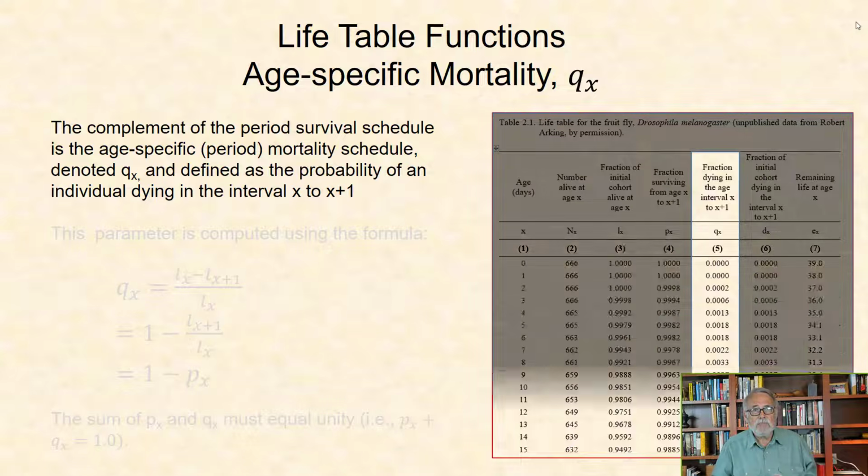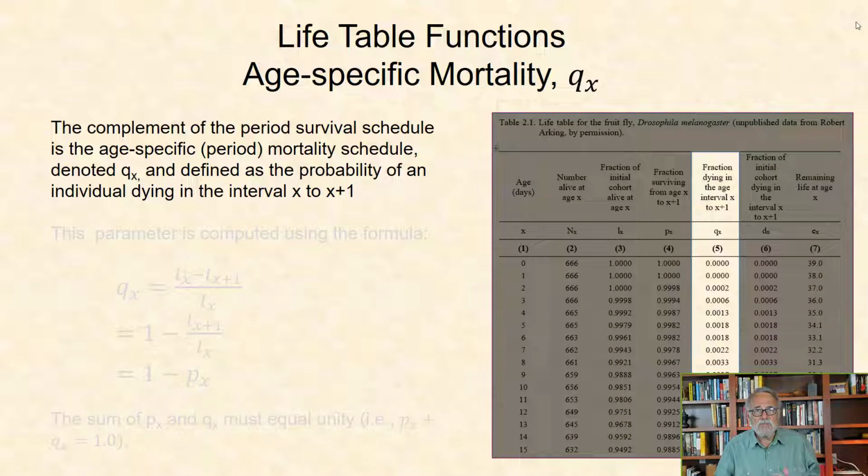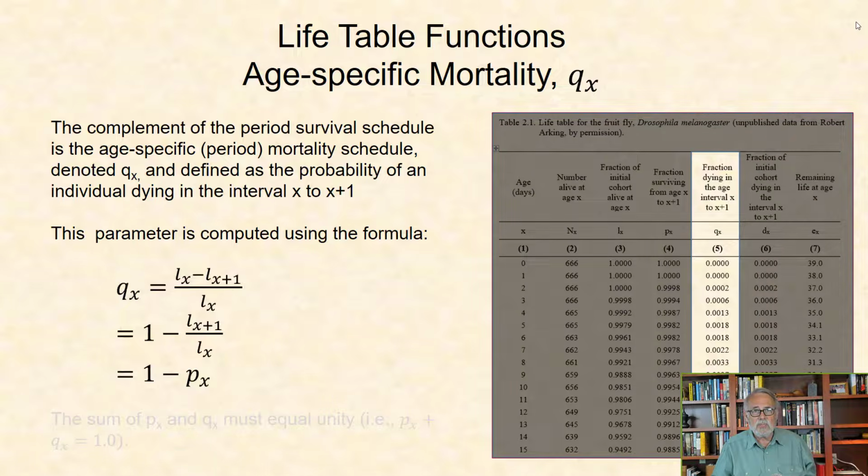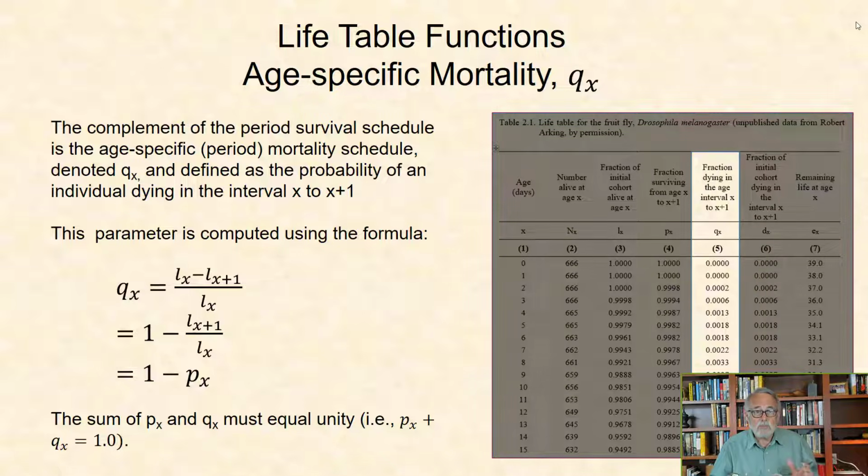The complement of period survival is the age-specific or period mortality, denoted qx, and defined as the probability of an individual dying in the interval x to x plus 1. This parameter is computed using the formula qx equals the difference of lx and lx plus 1, all divided by lx. This can be re-expressed as 1 minus the ratio of lx plus 1 and lx, which in turn equals 1 minus px. So the sum of px and qx must equal unity.